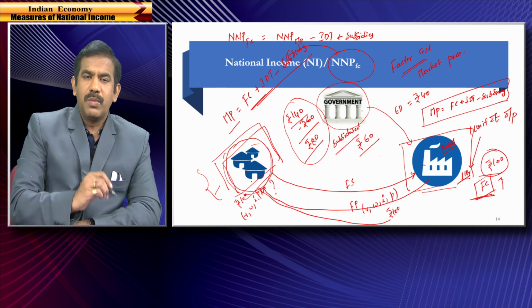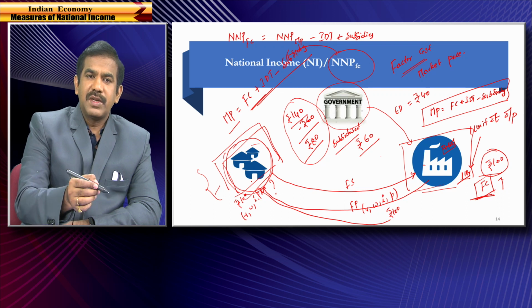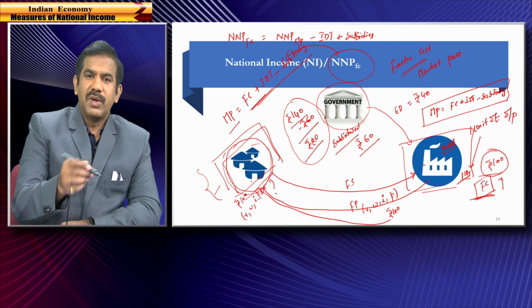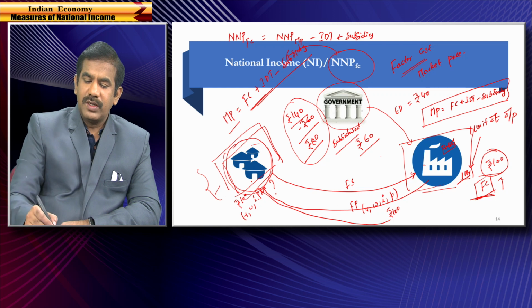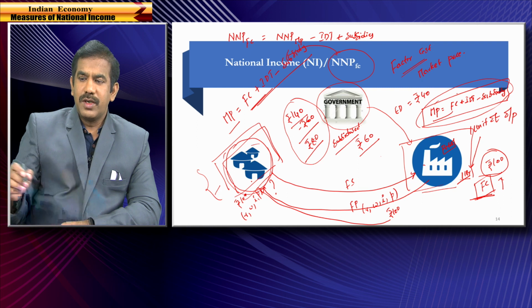And how would you compute it? NNP at factor cost is given by NNP at market prices minus indirect taxes plus subsidies. In fact, I brought this factor cost on this left hand side and market price on the other side. So that's how I have to change the variables. So this is how we compute national income.